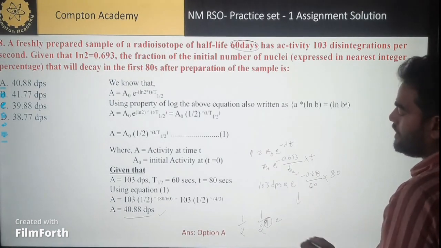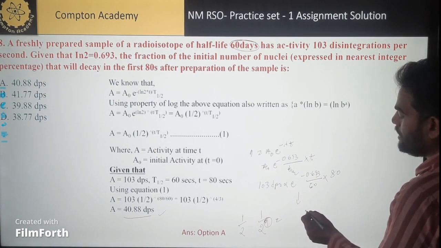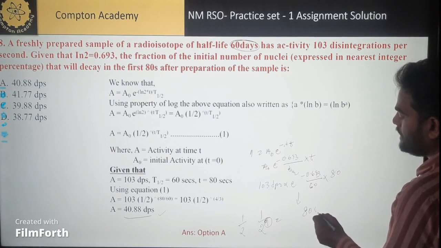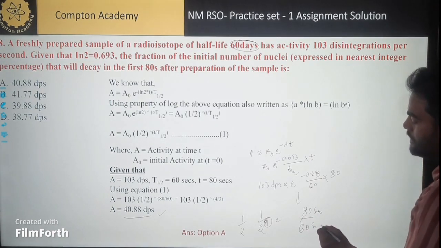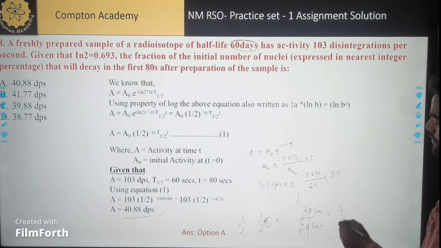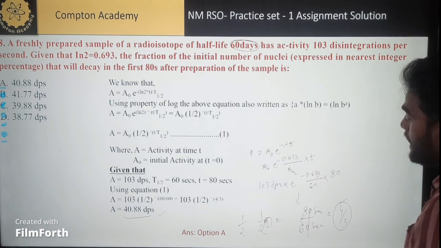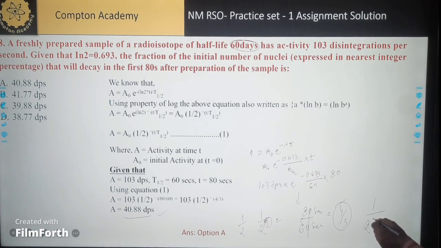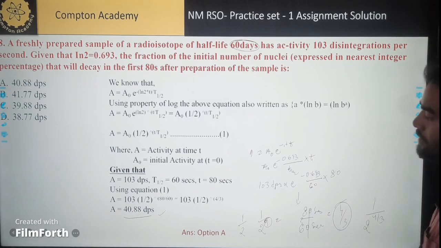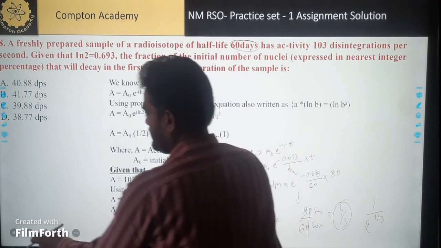To calculate the n value for this question, you will use 80 seconds divided by 60 seconds, then you will get the value 4 by 3. This 4 by 3 will be the number of half-lives. So the reduction factor for this 80 second time period becomes 2 raised to power n, where n is 4 by 3. So directly putting this value in this question, you will get the activity 40.88.